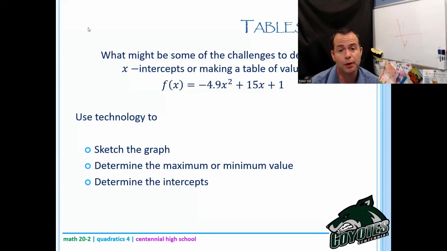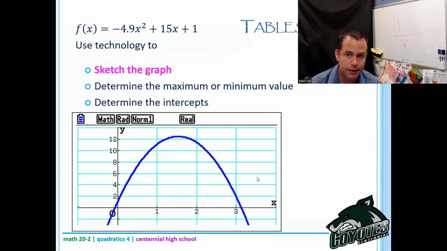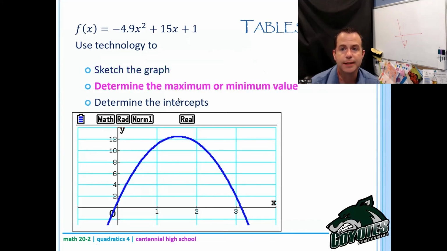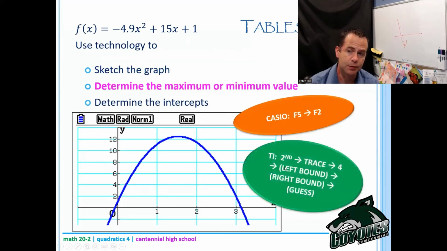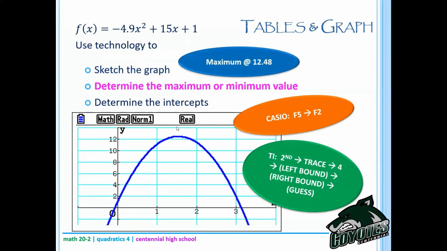And we finished this question, but I have pictures here just to show you. So we'll just quickly show you. Here is my drawing of it. And then if I wanted to get the maximum or minimum values on a Casio, I press F5, F2. On a TI, I went second trace 4, and then I answered the questions for left bound, for right bound, and to guess. Okay. And then if I wanted the intercepts, oh yeah, so maximum at 12.48. I should answer the question too. Hey, my big old head might be in the way there. Let me just hide myself for a quick sec.